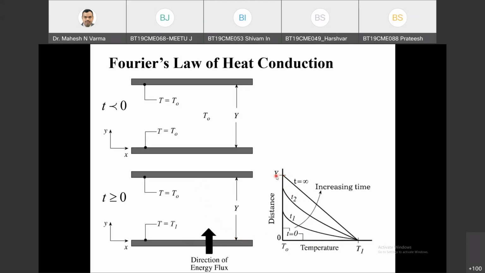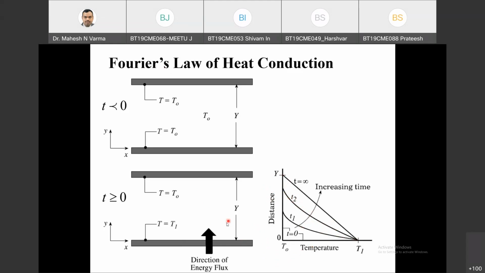It will start at, say, y equals capital Y. Reducing the value of y, coming down till this point, the temperature is T0, and thereafter it slowly increases, reaching temperature T1. This is at time t, and these are all transient temperature profiles. Fourier's law is not for the transient temperature profile. It is for the steady state temperature profile.